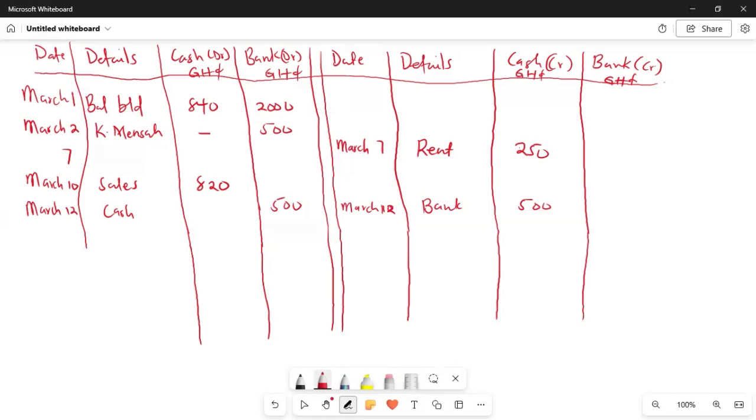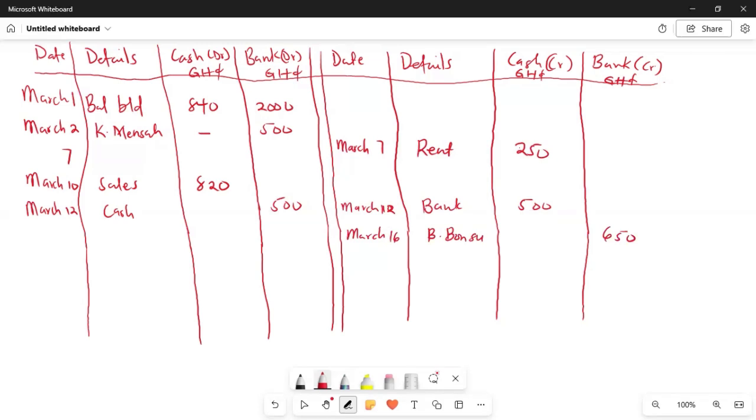March 16. Bank is given. So we come to the bank column. The amount is 650.